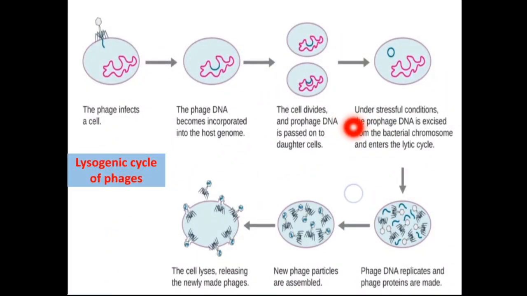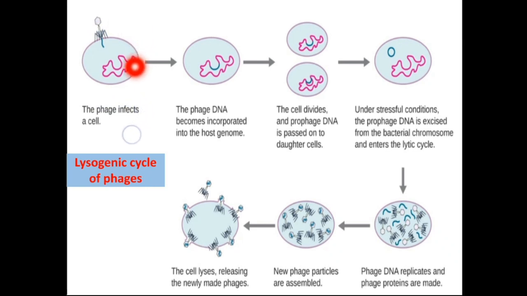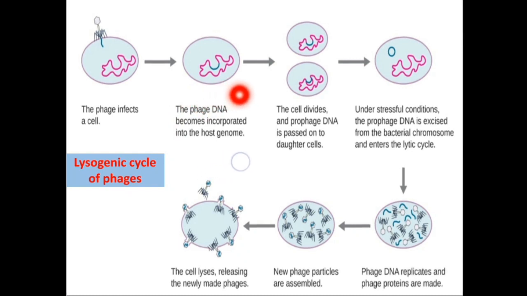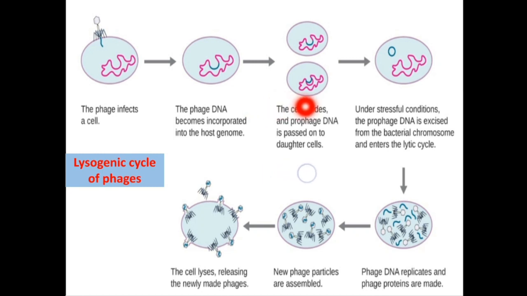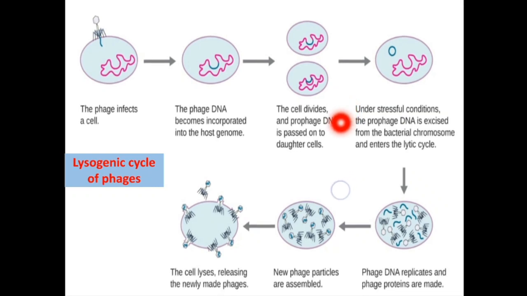Now, this diagram will show the steps of the cycle. Here we can see how the phage attached to the cell wall of the host cell and injected their genetic material into the cell. Then the phage DNA incorporated into the host genome. After that, the cell organelles will be replicated, followed by division of the cell body, resulting in daughter cells, and the prophage DNA is passed on to daughter cells during every division.